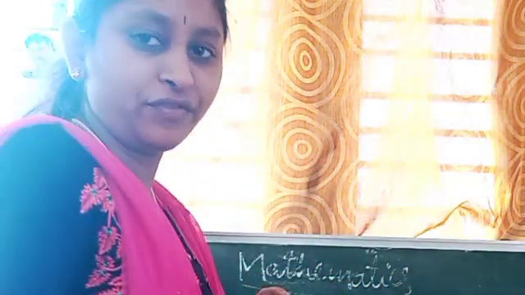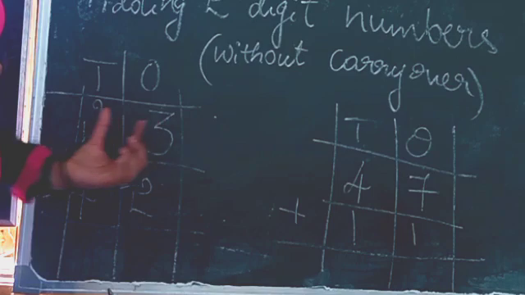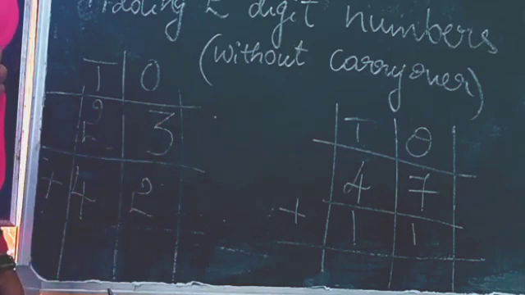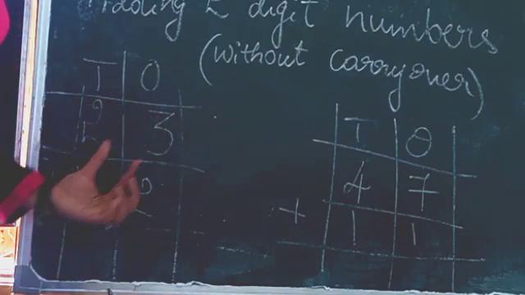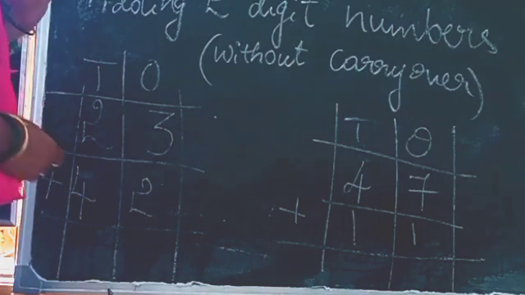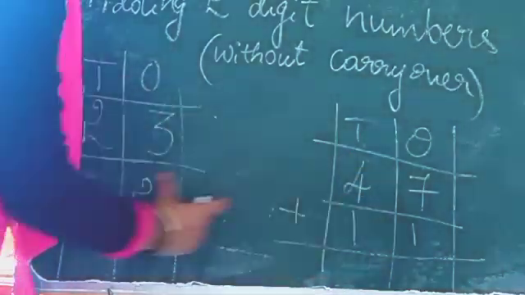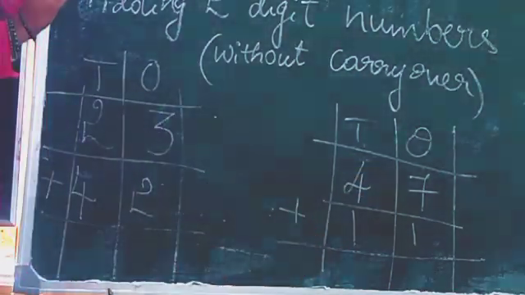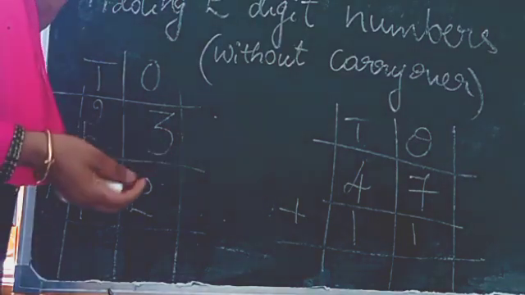Now let us solve few of the problems on page number 83. At the bottom of the page, you have 4 problems. Let us solve 2 of them now. The first one is 23 plus 42. Let us solve these 2 problems, first one and second one, and the next 2 more are homework for you.